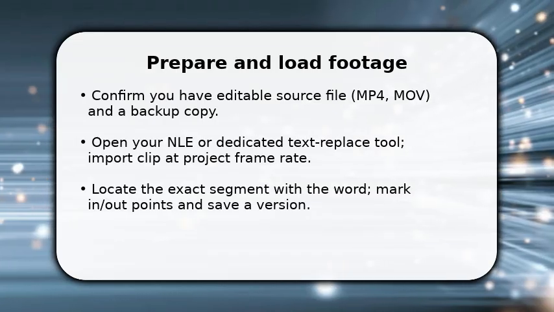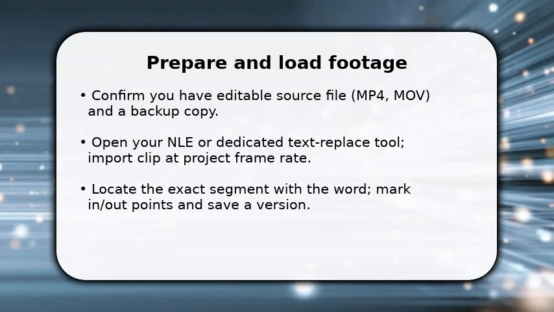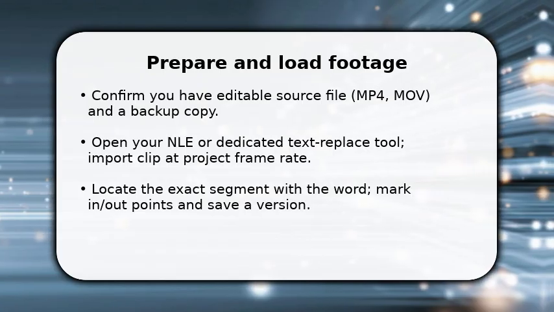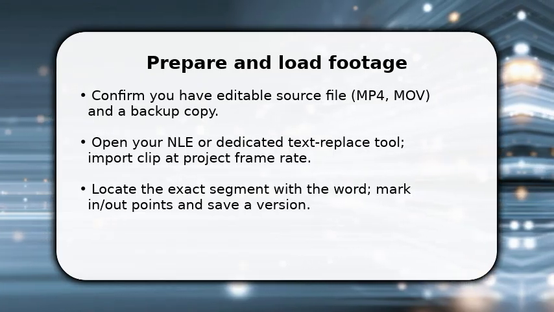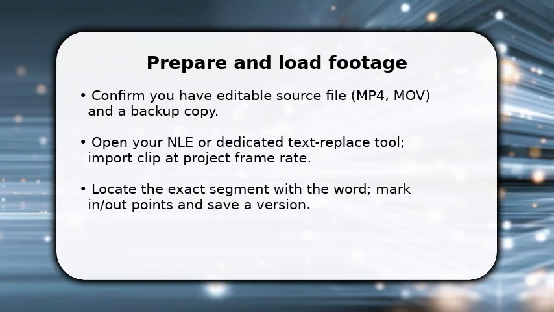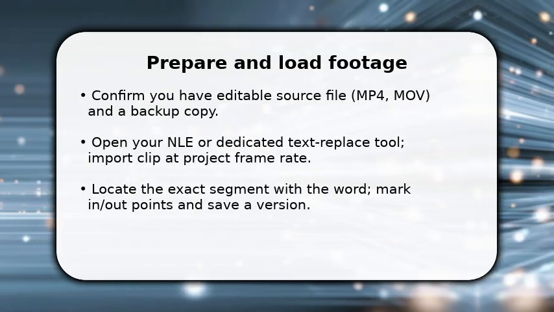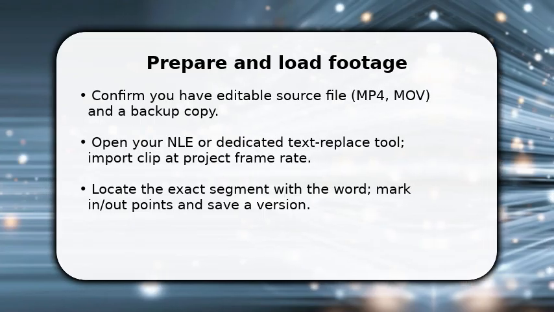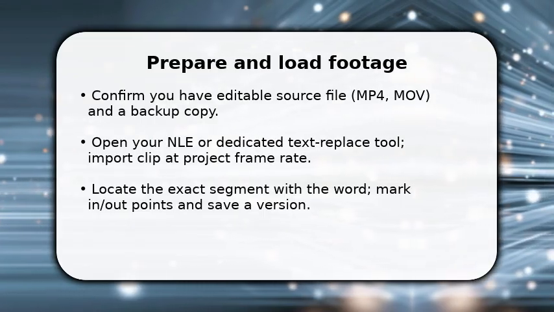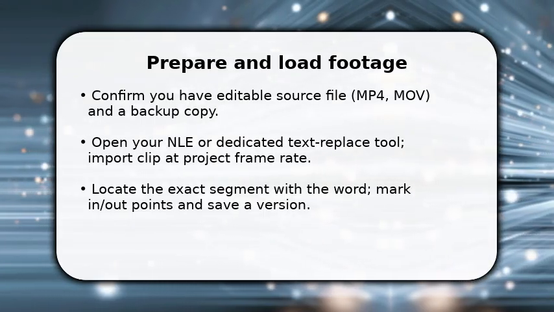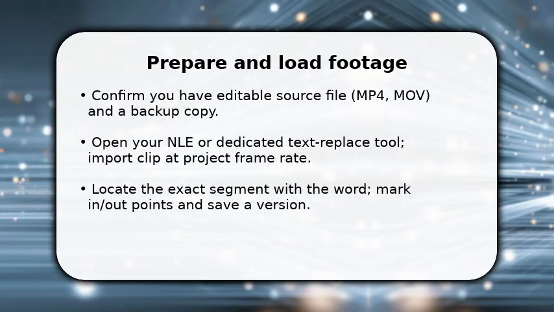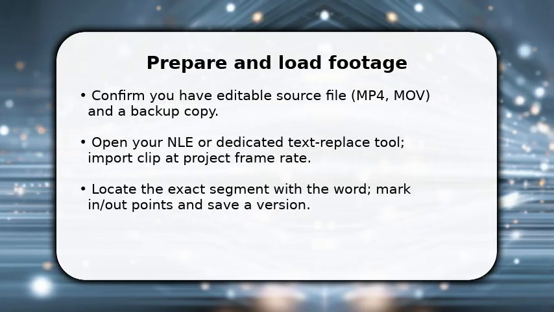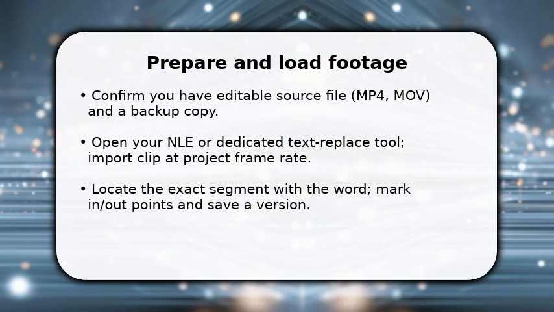You start by getting straight to the clip and marking the target word. Import the source into your editor, set the timeline frame rate to match the footage, and keep a backup. Once done, scrub to the exact frame range where the word appears and create in/out markers so you can isolate the audio and visual elements. You do this because precise selection prevents downstream drift and makes replacement far easier when you add new audio or overlays.